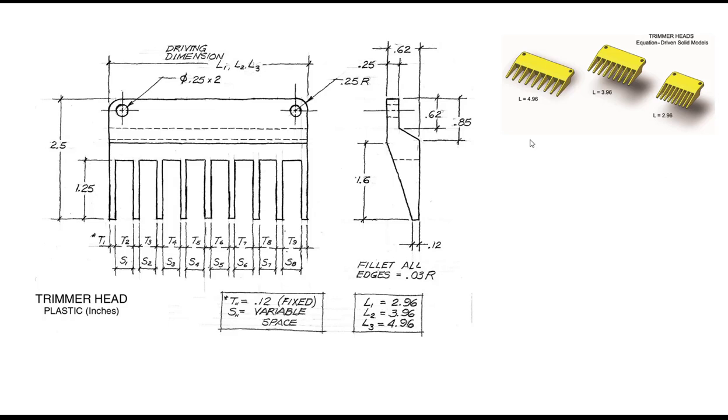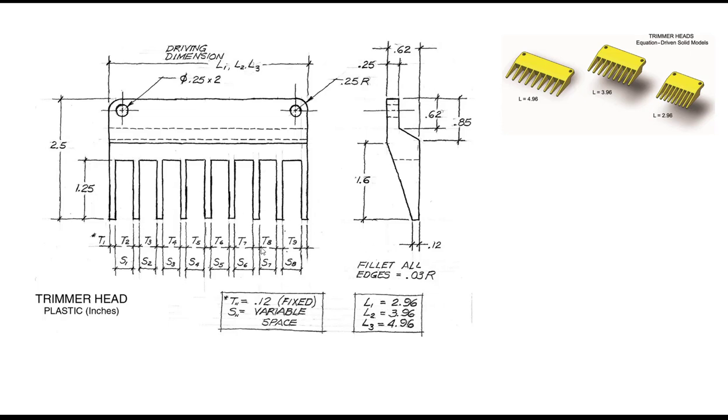Hi class, in this video I'm going to explain how to make a parametrically driven comb where we have one dimension, our driving dimension, the length of the comb, and we can update that dimension and we'd like our CAD model to automatically update. So I'm going to go through how we could build this CAD model.